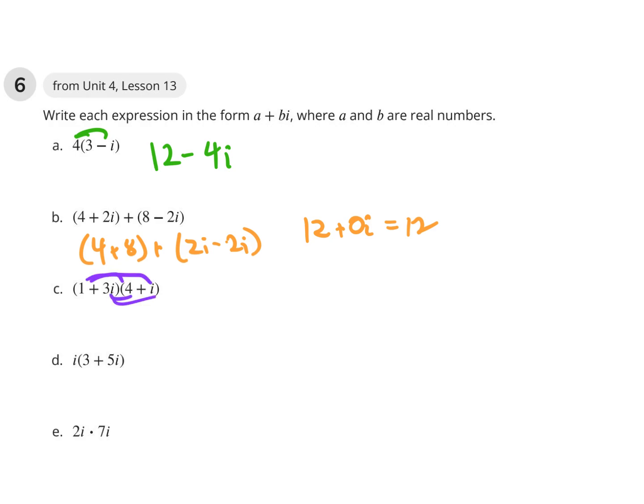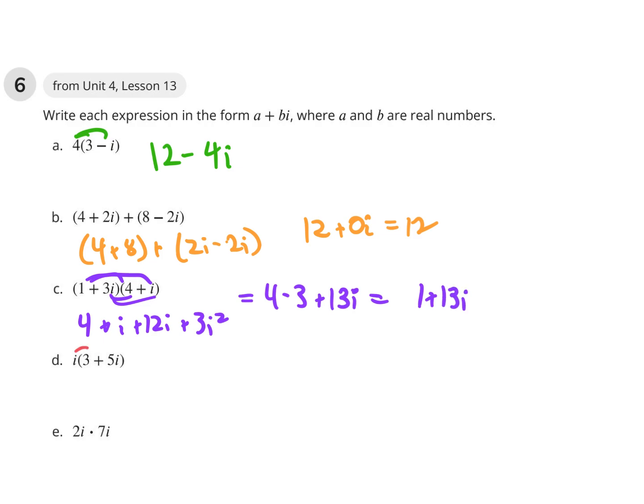Okay, we know we have to multiply on C because there's nothing in between the parentheses, the two groups. So draw your double distribution arrows. 1 times 4 is 4. 1 times i is i. 3i times 4 is 12i. And 3i times i is plus 3i squared. So i squared is -1, so we get 4 minus 3 plus 13i, which gives us 1 plus 13i.